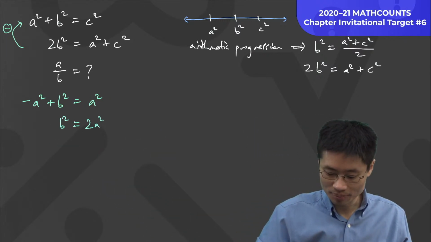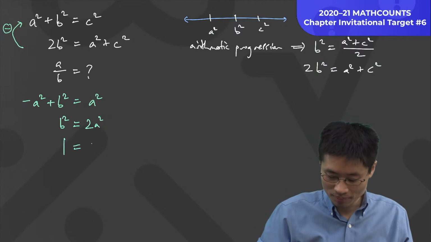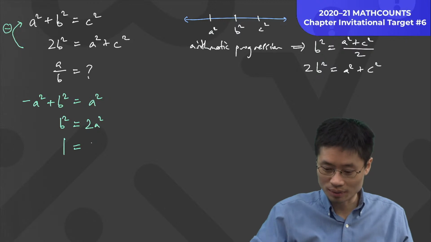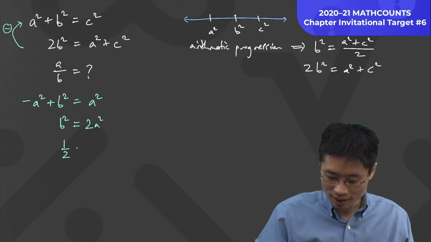twice a squared. Now I can make a squared divided by b squared. Just divide by b squared. Actually, also divide by 2 at the same time. So I get 1/2 is equal to a squared over b squared.